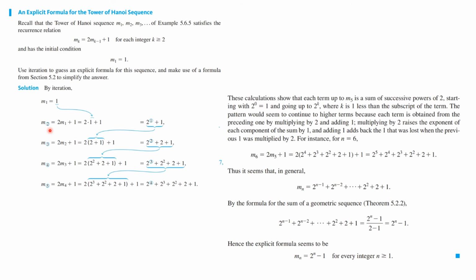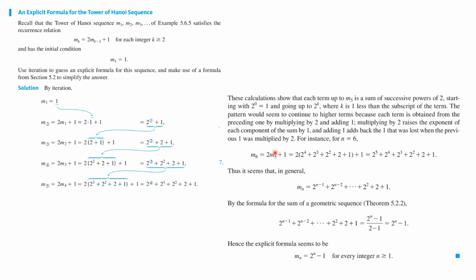Now notice that when k is 2, we get a 2 there. When k is 3, we get a 2 there. When k is 4, we get a 3 there. But notice that we're getting these additional terms. So M5 is going to be this. We start with 2 to the 4th plus 2 cubed plus 2 squared plus 2 plus 1.